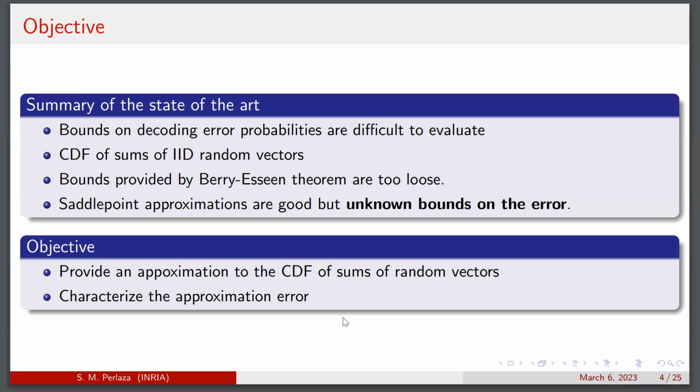On the other hand, saddle point approximations, that are another type of approximation, are known to be very good, right? But we don't know exactly the error that is induced when we approximate the sums by the corresponding saddle point approximation. So the objective of the presentation is essentially to characterize that error, to provide the upper bounds and lower bounds on the error. All right.